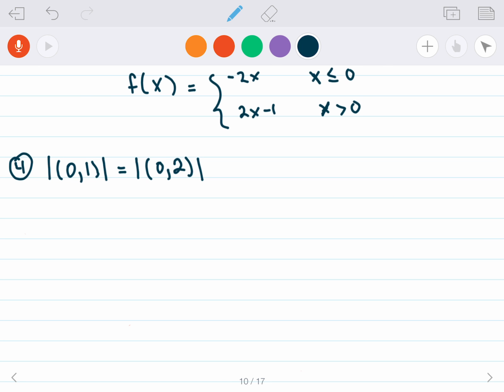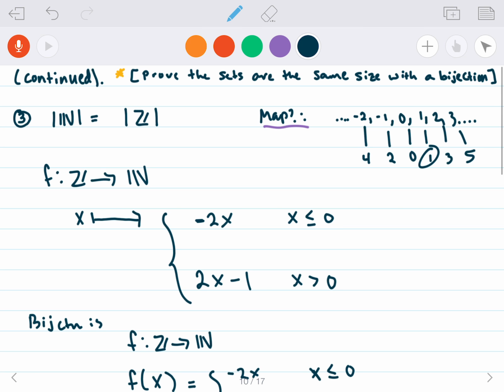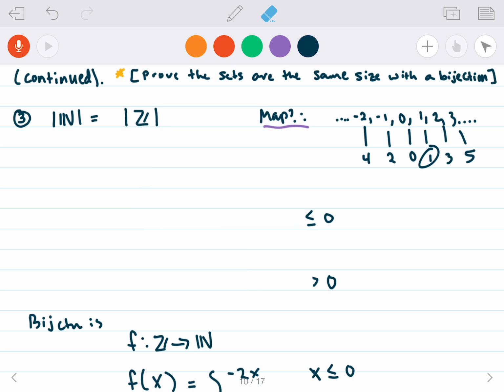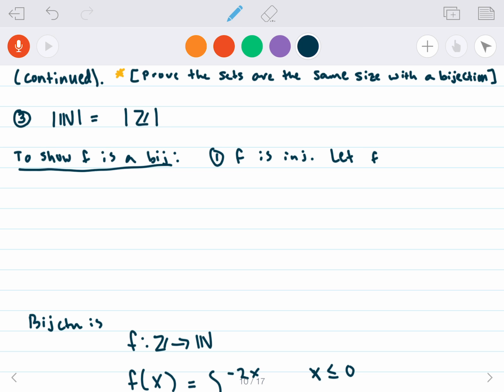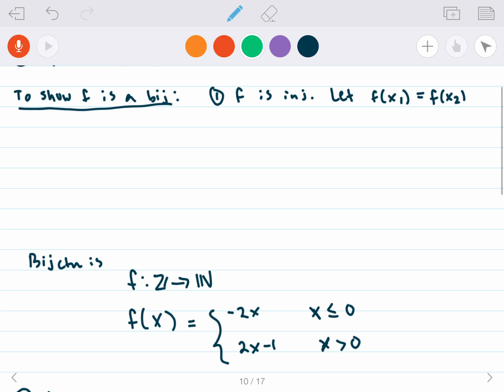And am I out of room? Yeah, I'm out of room. So I'm going to just erase stuff. Because this might be a little bit more complicated because it's piecewise. Not too much more complicated, but maybe a little bit. Okay, so to show f is a bijection, we need to show first f is injective. Okay, so let f of x1 equal f of x2. Well, we have two different cases of where our x1s and x2s could be, okay?